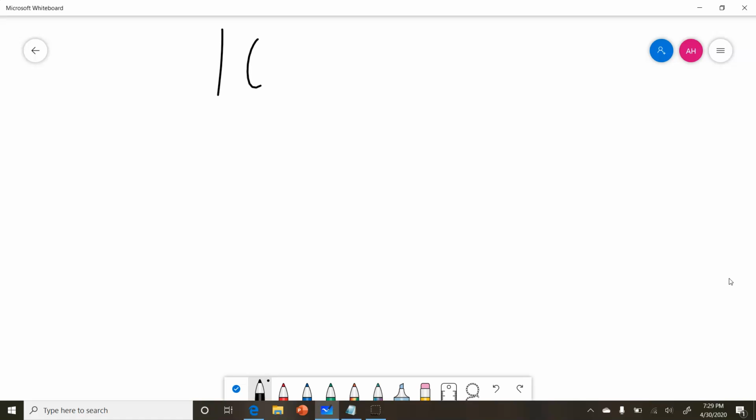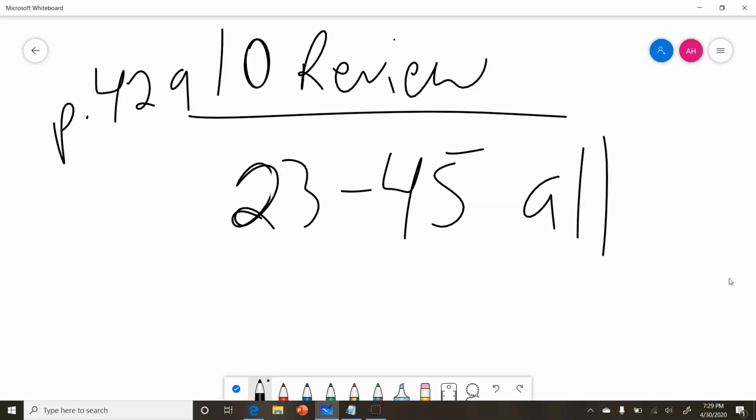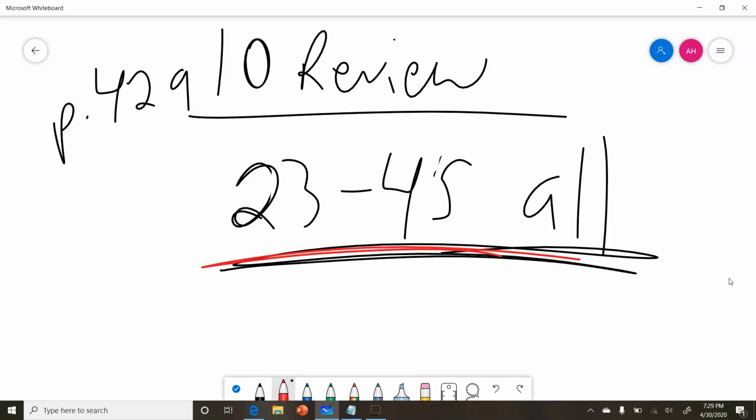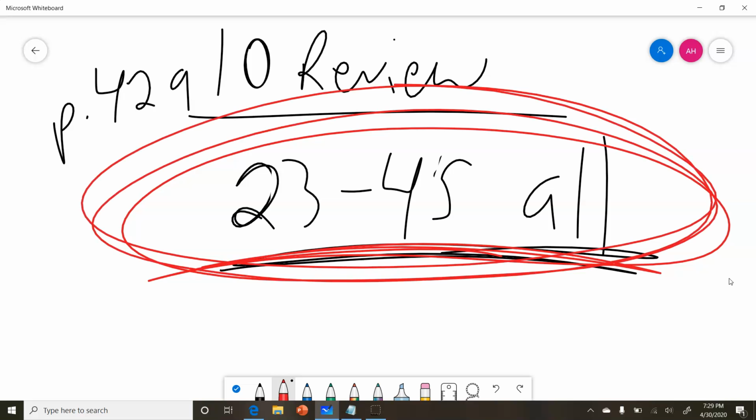So we are on 10 review. Again, this is on page 429, and we're going to be doing 22. Oops, sorry. We're going to be doing 23 through 45 all. Okay, that's a lot of problems, but let me just say this. If you can understand these problems now, you're going to be in great shape for when you go into Algebra 2 and Geometry. So, 25 through 45 all.